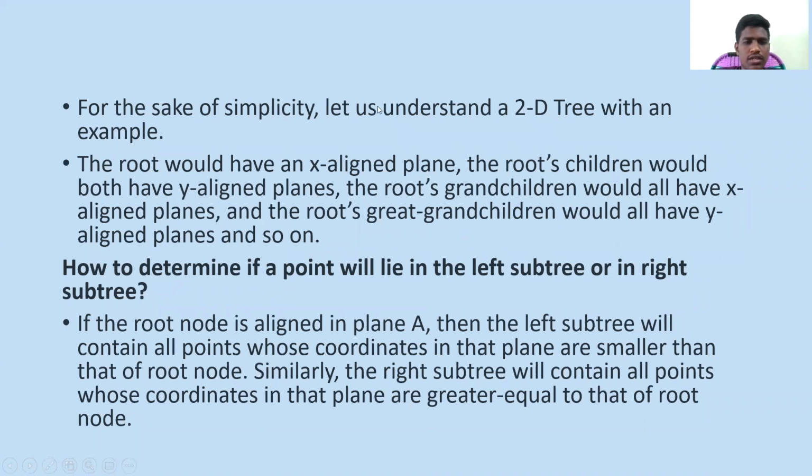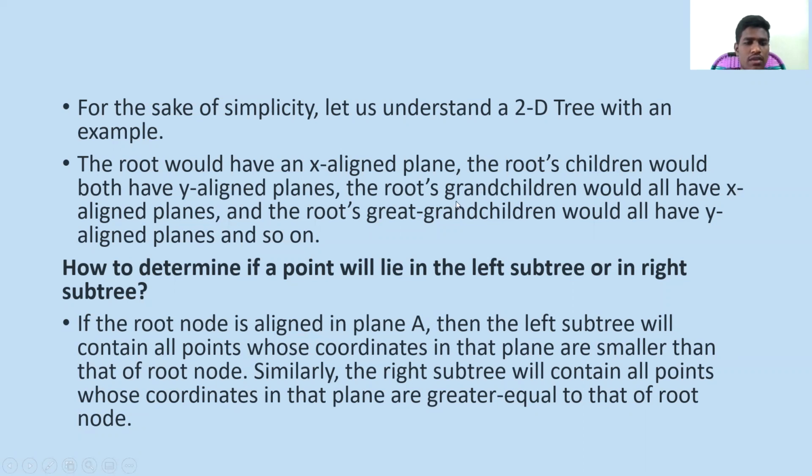For the sake of simplicity, let us understand a 2D tree with an example. Here the 2D tree means a two-dimensional tree, that is x and y. The root node has an x-aligned plane and the root's children both have y-aligned planes. As we said, it is a two-dimensional tree. The root node starting contains the x alignment plane, and the root node's children contain the y alignment plane.